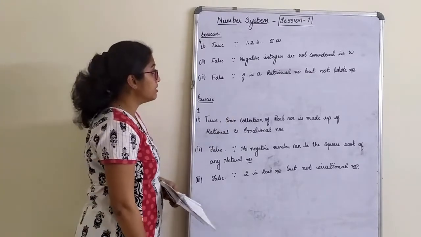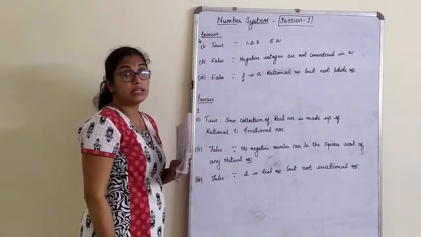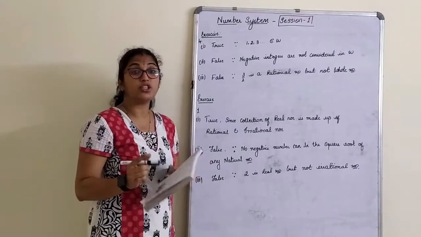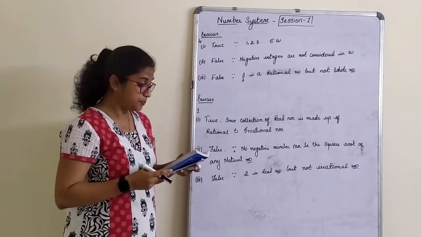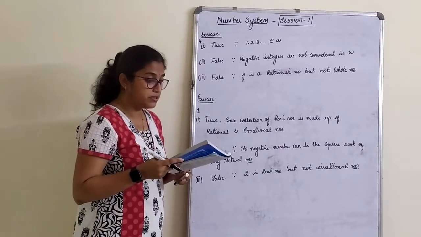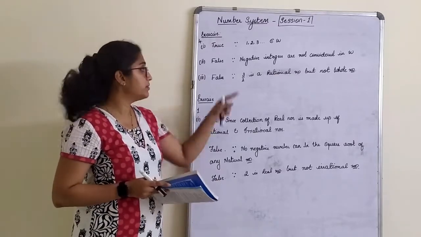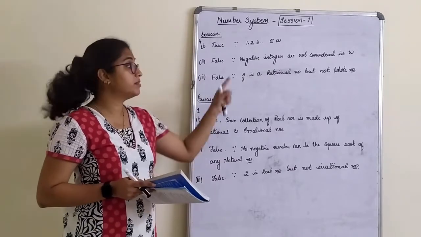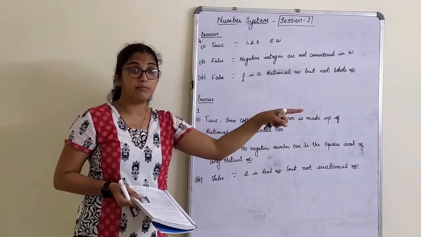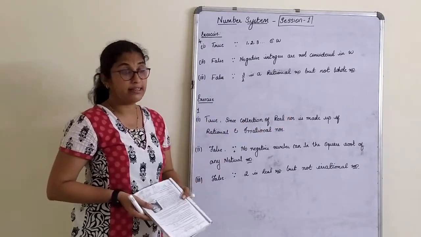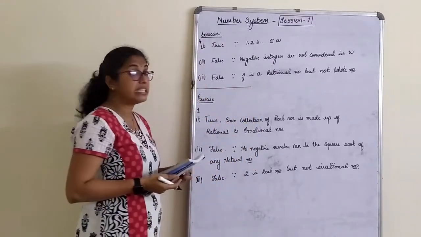Second one, every integer is a whole number. Is that so? False. Every integer is not a whole number because negative integers are not considered in W. That is, negative integers are not considered in whole numbers. Whole numbers have only 0 and positive numbers. Third one, every rational number is a whole number. False. Every rational number cannot be a whole number. For example, 3 by 2 is a rational number, but 3 by 2 is not a whole number. 2 is a rational number, 2 is also a whole number. So we have to see all possible criteria here. So there we finish the first exercise with this true or false and give reason.